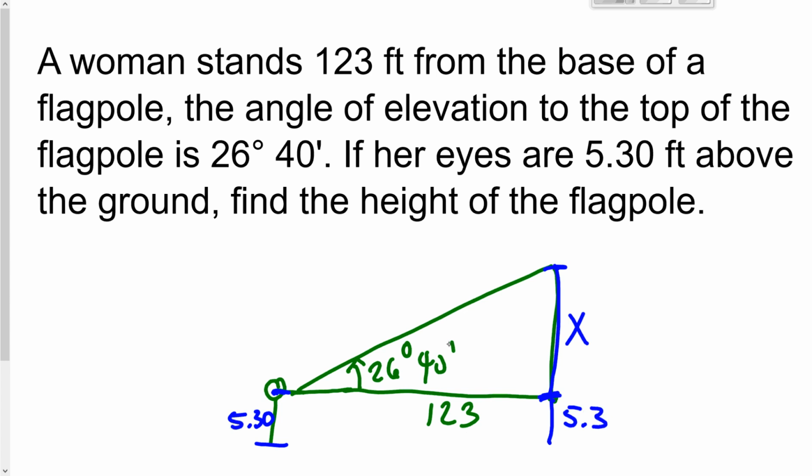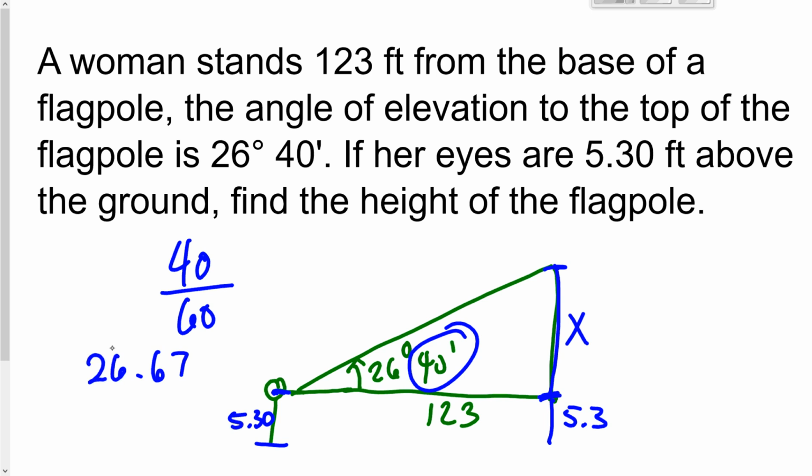So first of all, let's change this 40 minutes to degrees. So if we divide that by 60, we get 2/3, so 0.67. So this is actually 26.67 degrees. You know, we rounded it there. Those 2/3 is 0.66 repeated, so 0.67.